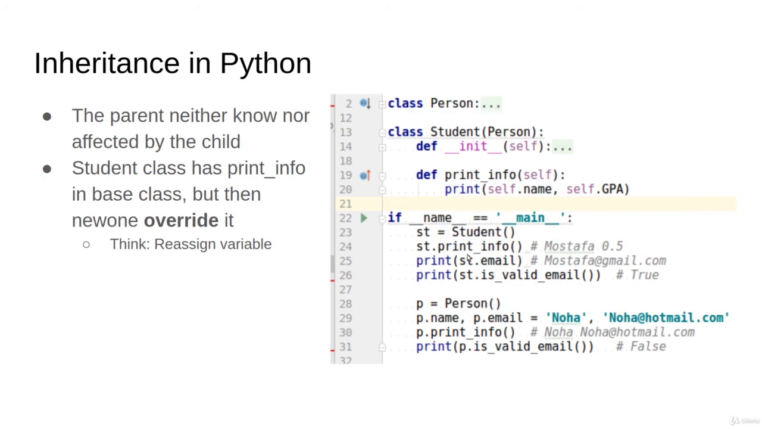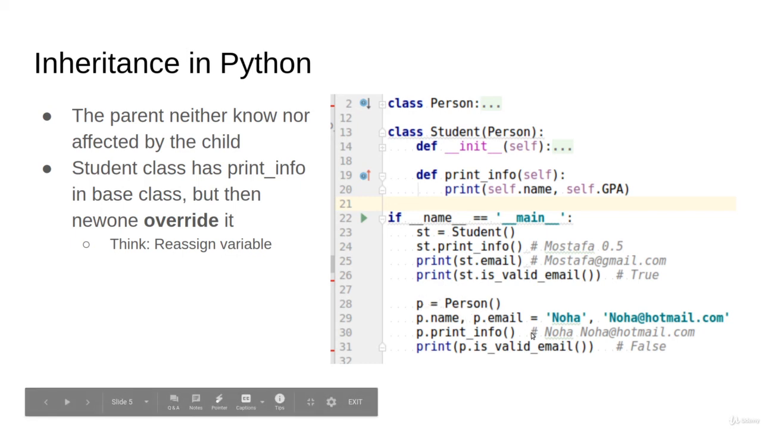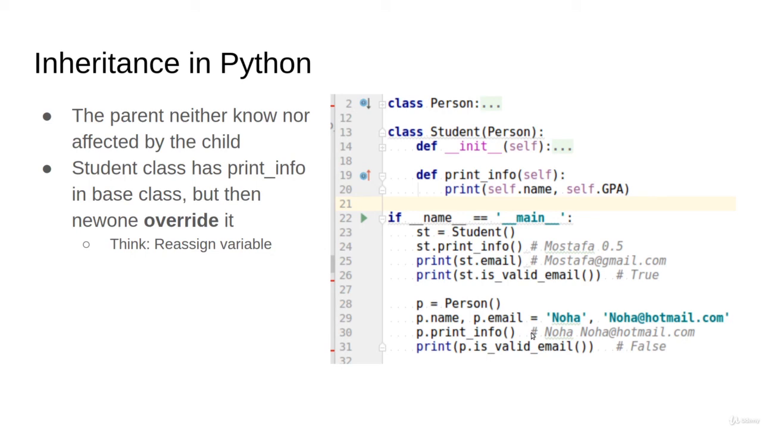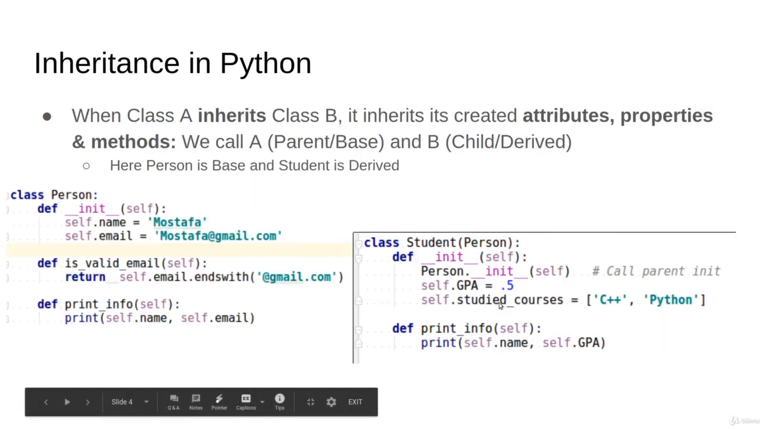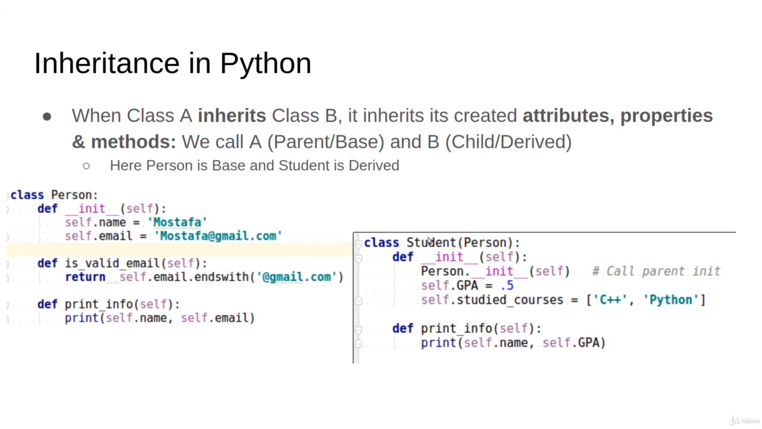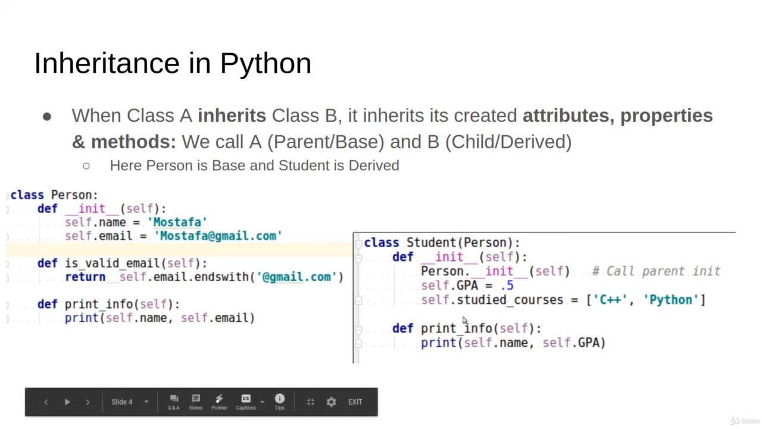We are now printing the info, which is printing the name and the email. We can print the email. We can call isValid email. Observe here, I can create a person also, give it a name and email, and print it, which is going to print again. Observe again for one more time. The print info method exists in the two classes, here and here. If you have an object from the student class and call print info, only the child's version will be visible, not the parent's, because both of them exist.